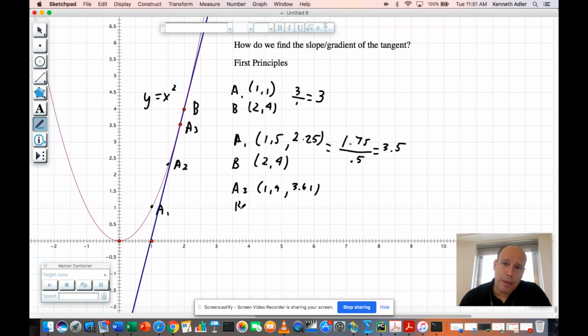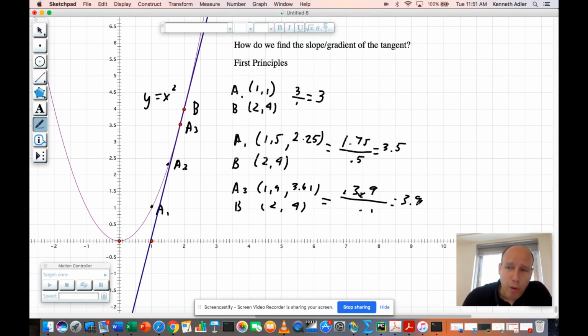And my B is still (2, 4). So 4 minus 3.61 is 0.39. And the denominator, that's 2 minus 1.9, that's 0.1. So we know the slope is 3.9.